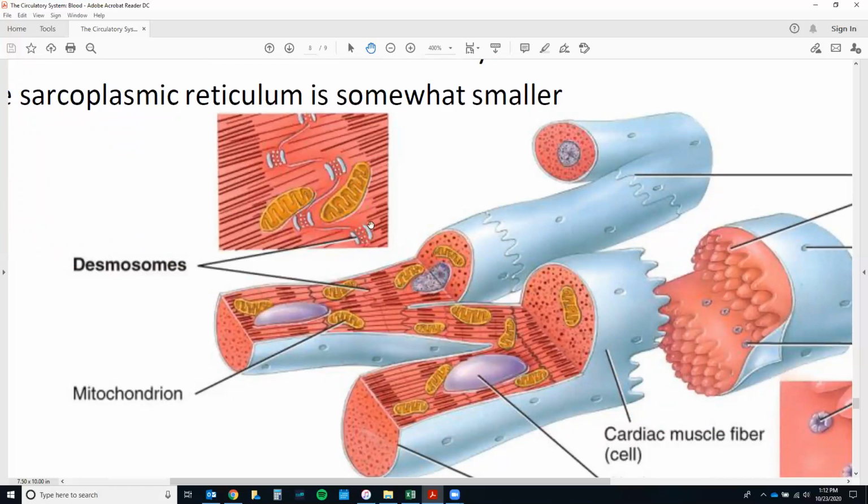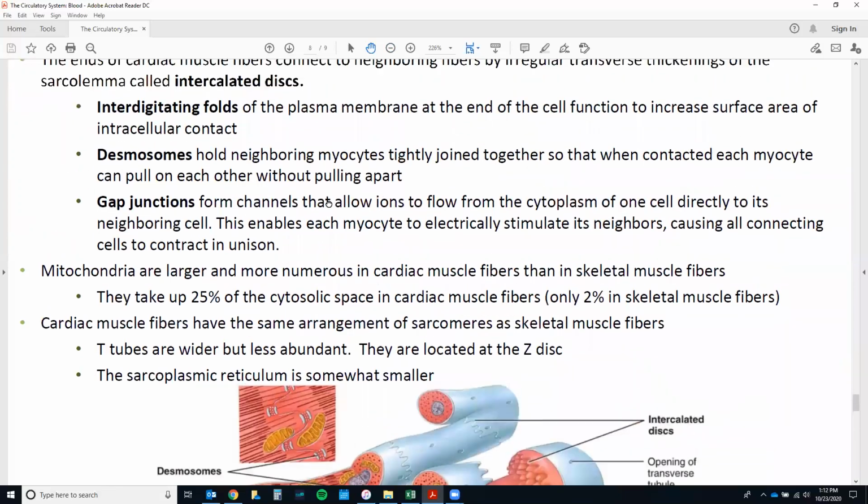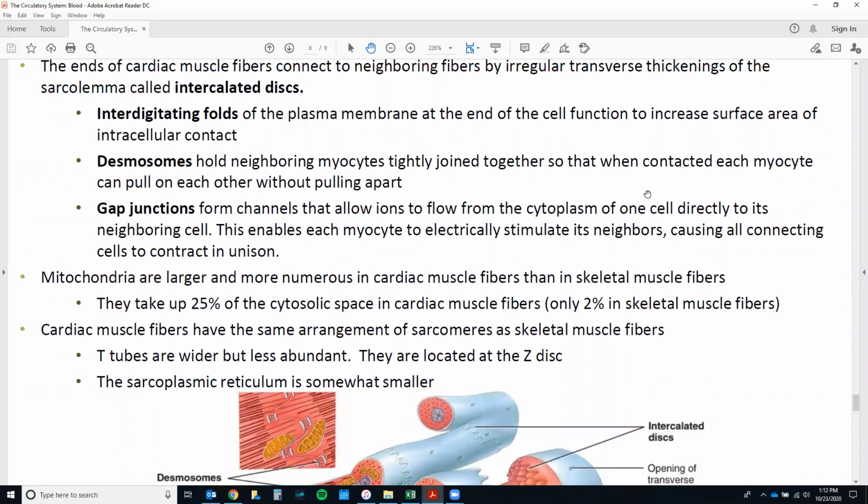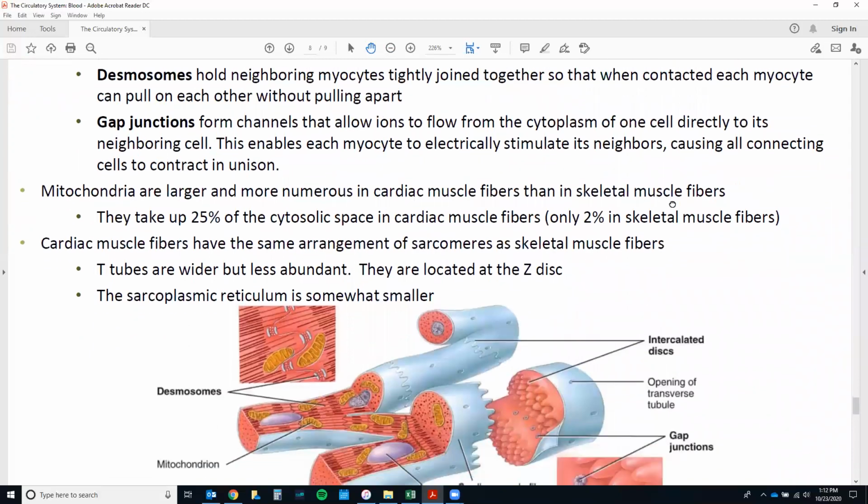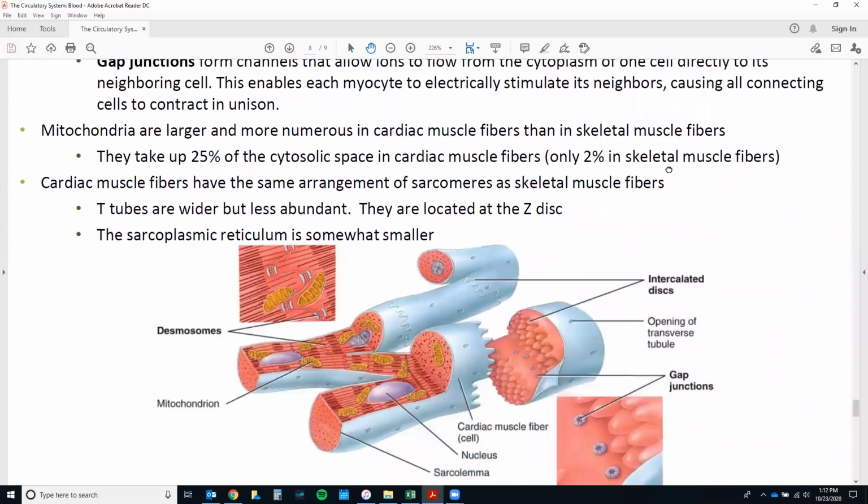Along with helping to increase that strength of connection between the cells are these structures called desmosomes, which help hold the myocytes together. I always think of them like welds that hold pieces of metal together, enabling the cells to pull on one another without pulling apart. Something that's very, very important and is essential. Otherwise, our muscle within the heart will just fall apart.